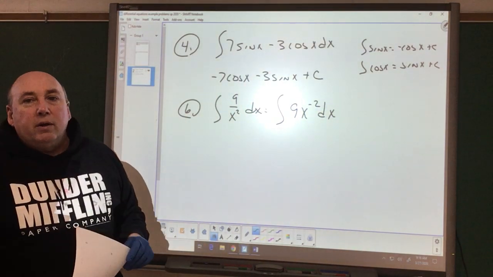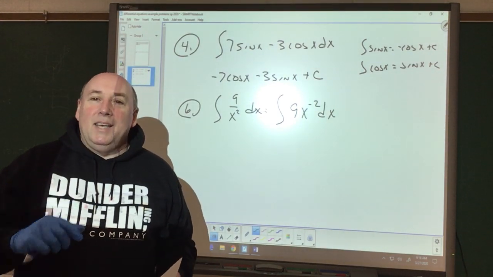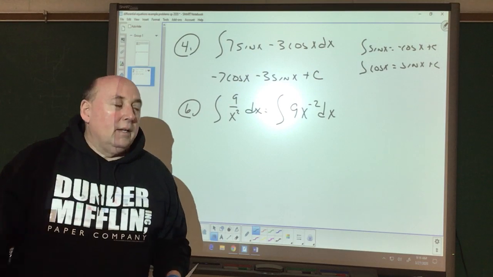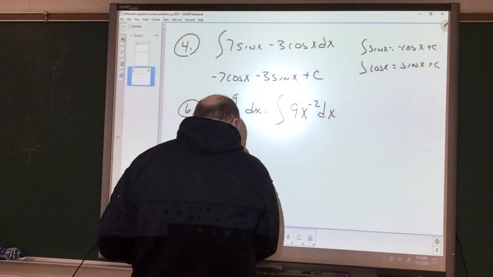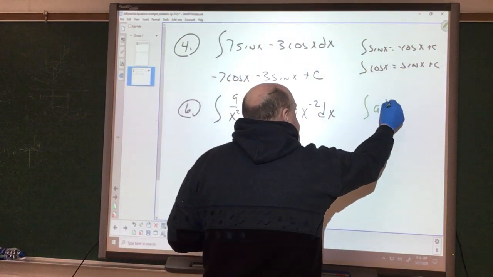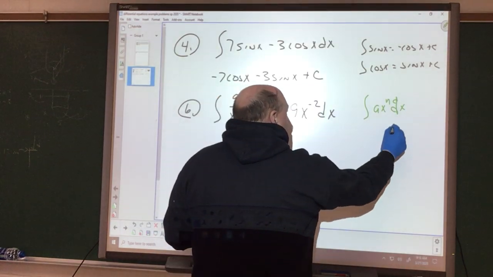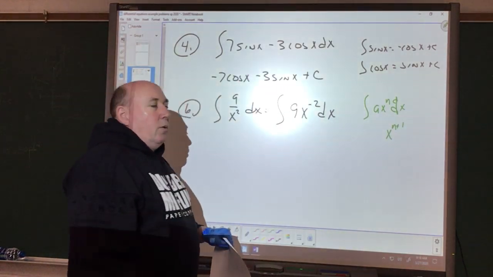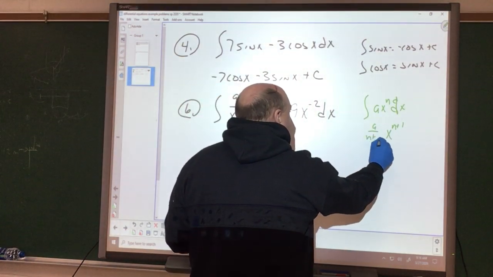Now once again, if I'm going too fast, hit your pause button, and it'll slow me down a little bit, and you can catch up. So looking at our exponent rule, if we have ax to the nth dx, we add 1 to our exponent, and we take our coefficient and divide by this n plus 1.